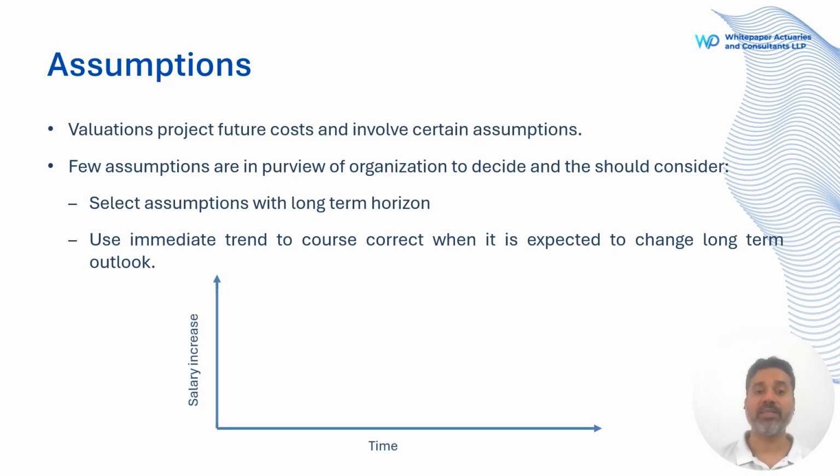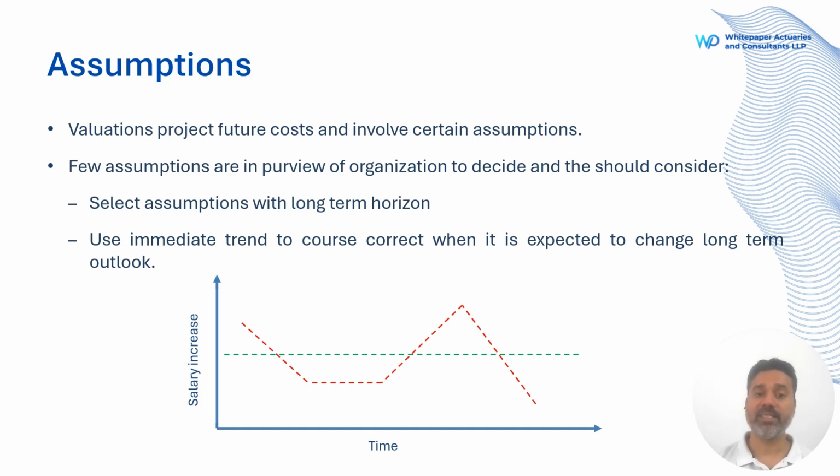For example, consider a scenario where the red line in the chart represents company A's actual salary increase while the green line represents the long-term average salary increase trend. Now, there are two possible scenarios. In the first scenario, company A decides to use the short-term actual trend of the salary increase as the assumption for the salary increase in each respective year's valuation. In the second scenario, company A decides to use the long-term trend of salary increase as the assumption all throughout the period.